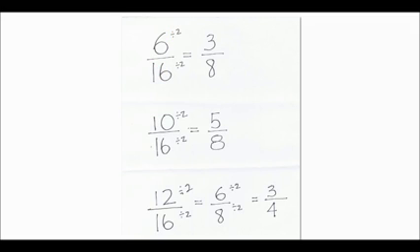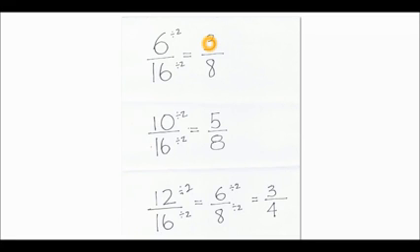Typically, you want to divide by 2. So you're going to take 6 over 16 and reduce both of those numbers by 2. So 6 divided by 2 is 3, 16 divided by 2 is 8. This will give you the lowest common denominator, or the lowest common fraction, or the most reduced fraction.